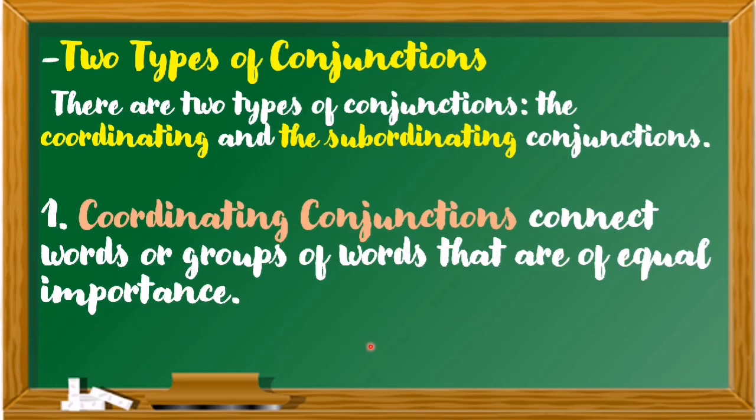So there are two types of conjunctions, the coordinating and the subordinating conjunctions. Number one, coordinating conjunctions. So what are coordinating conjunctions? It connects words or group of words that are of equal importance.